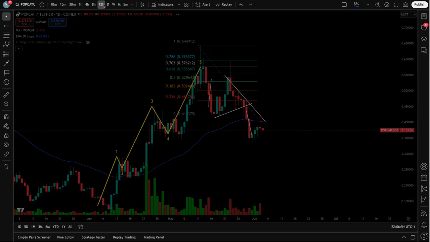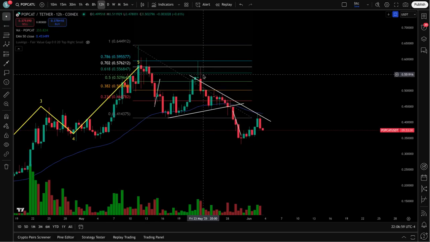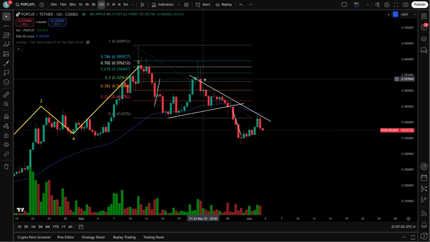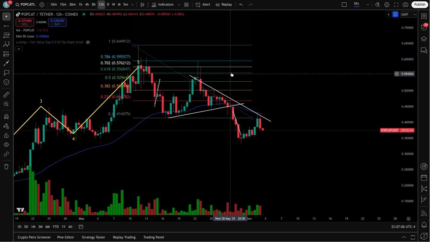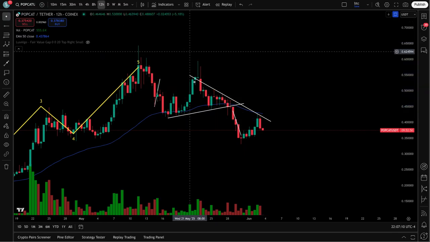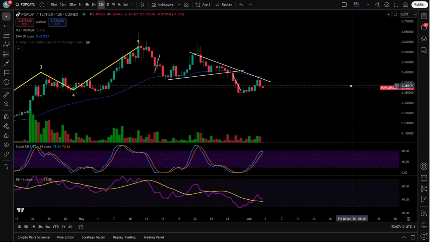12-hour, no. You have wicks up through here. Nothing that looks very convincing to me of an ABC pattern. Like I said this morning, now the RSIs, you get the 12-hour.